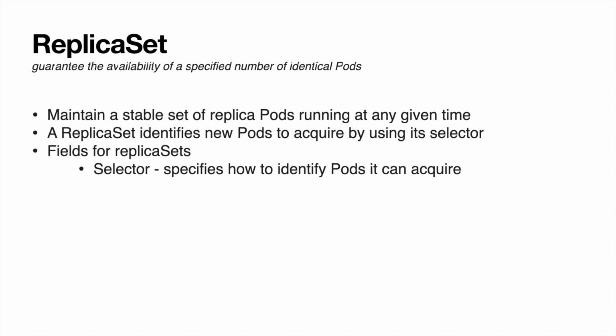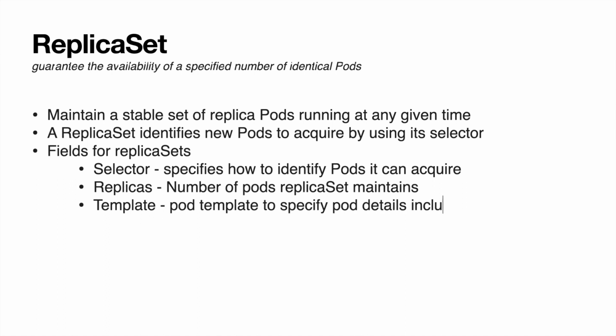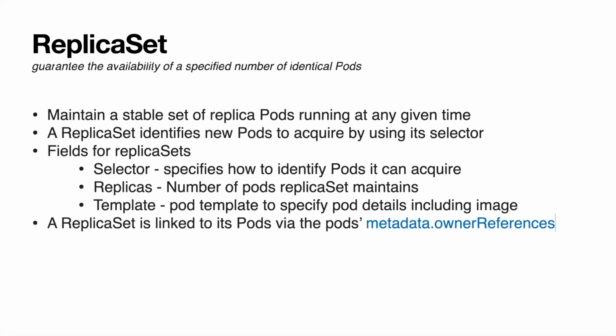Selector specifies how to identify the pods it can acquire. Replicas tells how many pods you need, the number of pods the replica set maintains. Then what is template? Template is the pod template to specify pod details including image. So whatever pod we have seen earlier, pod.yaml, I'll tell you how that pod.yaml can be used to create a replica set template. This is template, nothing but a pod definition.